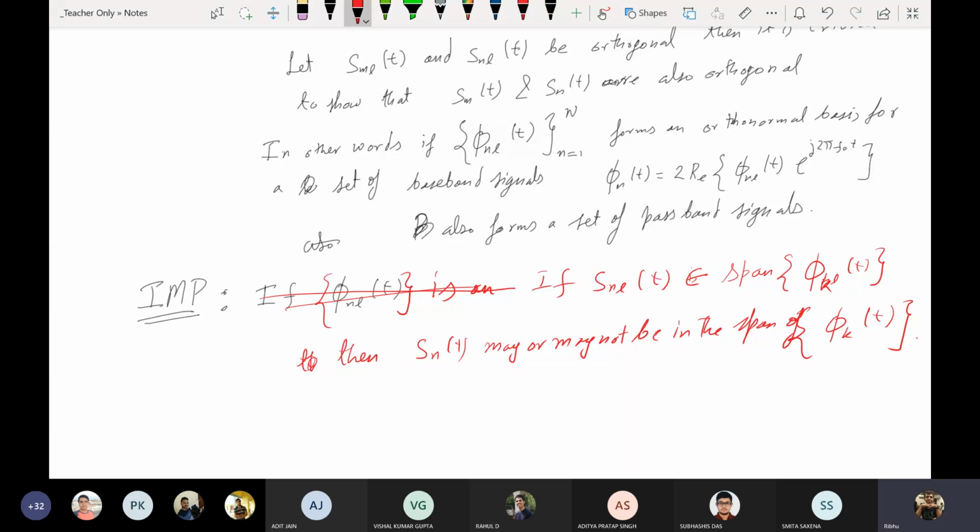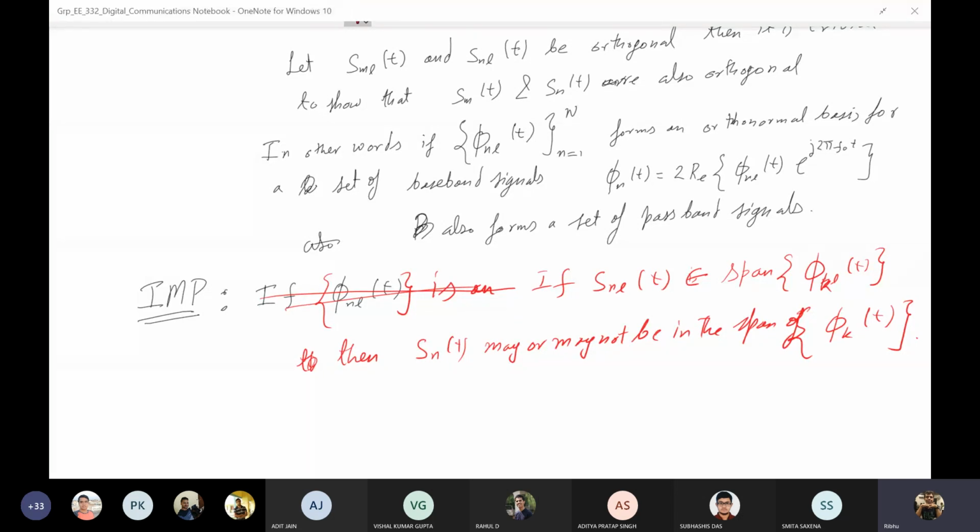So what I am pointing out here is that if this signal lies in the span of the baseband signals, I cannot automatically say that the passband signal lies in the span of the passband versions. You have to prove that. That is the only caveat here. Okay, sir. Fine. We finished faster than I expected.